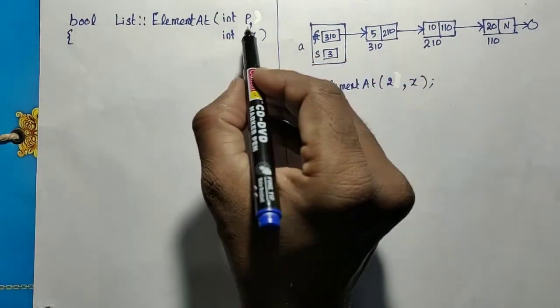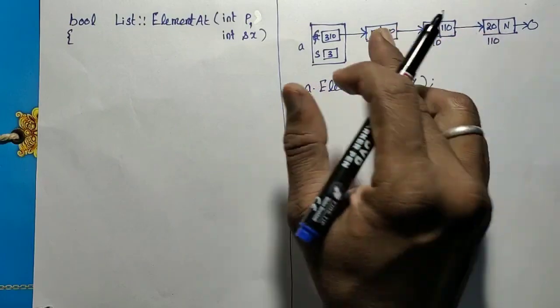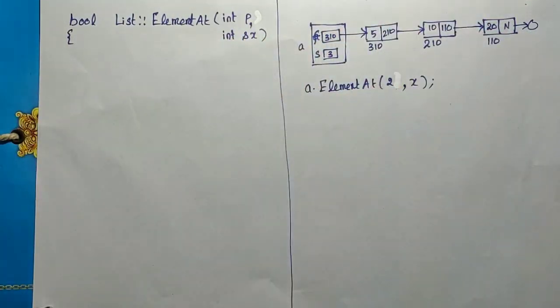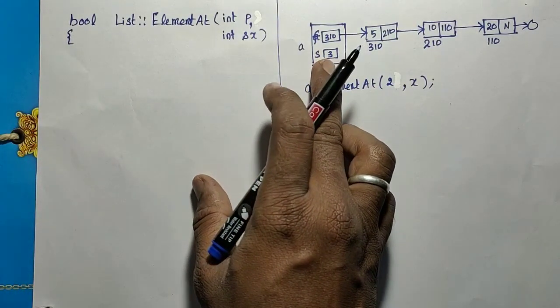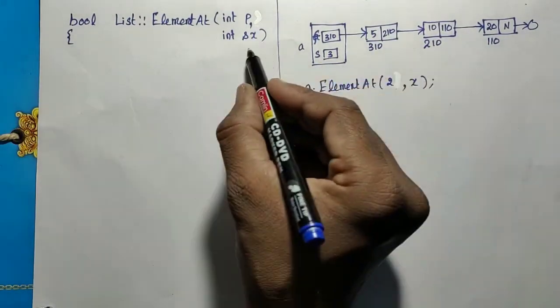So the position for this given list may be 1, 2, or 3. It should not be 0, that is less than 1. Also, it should not be greater than the size. So P should be between 1, 2, 3. That we have to check.